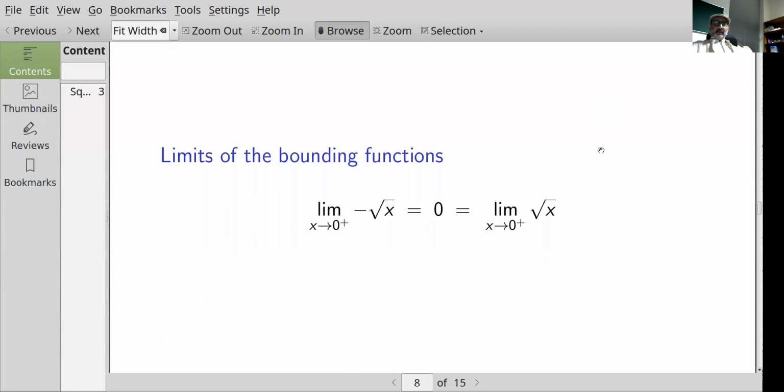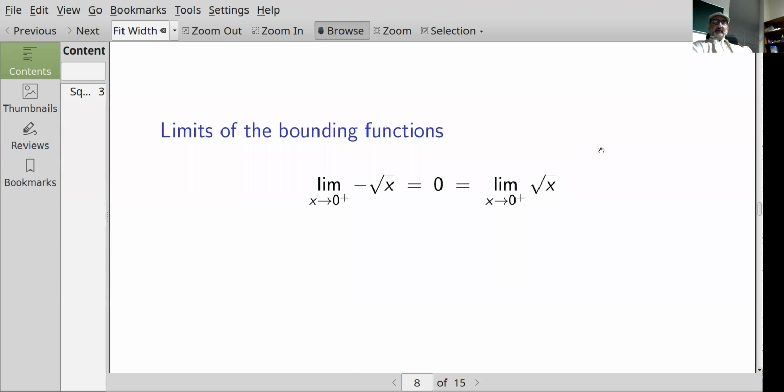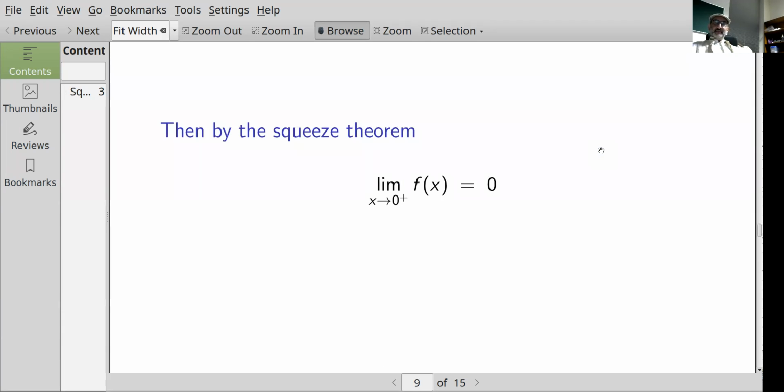Now, let's take the limits of the bounding functions. The limit as x goes to 0 from the right of minus the root of x is equal to 0. And the limit as x goes to 0 from the right of positive the root of x is also equal to 0. So the values of the function of interest lie between the values of minus root of x and positive root of x. And for minus root of x, the limit is going to 0. And for positive root of x, the limit is going to 0. Right? And then by the squeeze theorem, the limit as x goes to 0 from the right of f of x is equal to 0.